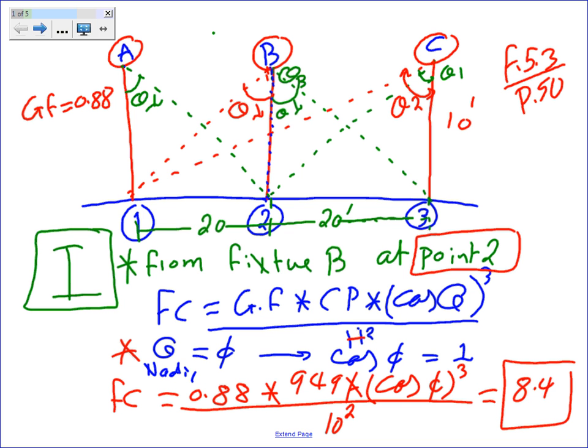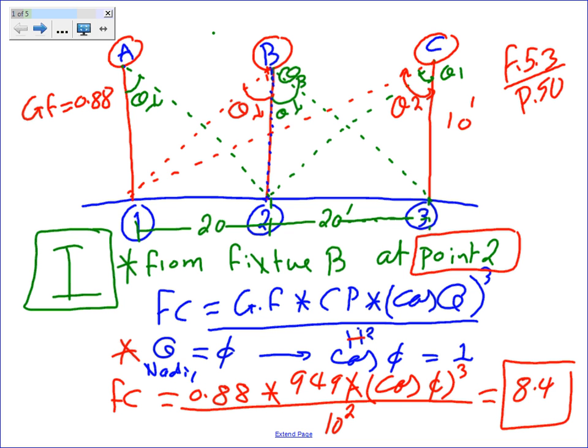So we found the contribution from fixture B at point 2. Why did they start with point 2? Because point 2 has more calculation to it. Okay. Any question, guys, about this?